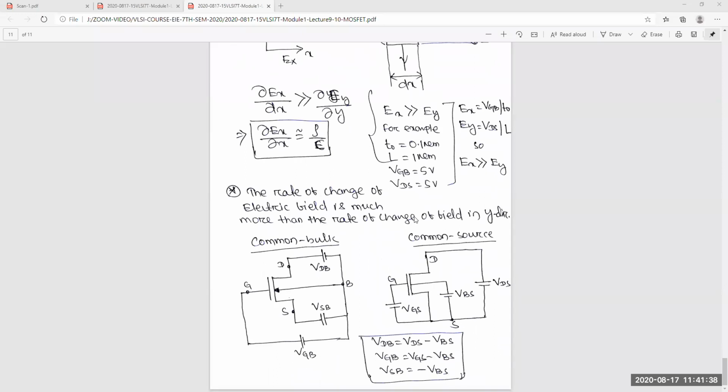Finally, the rate of change of electric field in the x direction is much more than the rate of change in the y direction. Exactly. So these things are important.